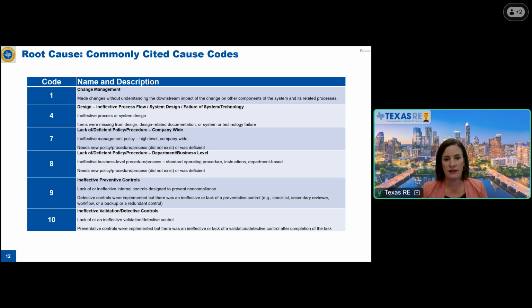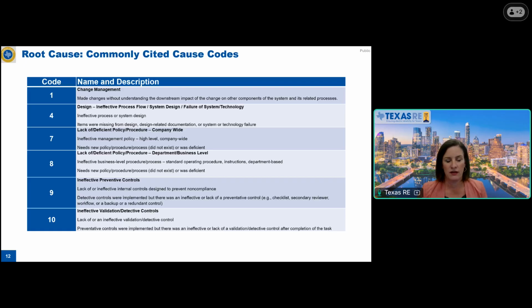Or it could be that there was a personnel change and something dropped the ball as part of that personnel change and someone didn't get updated about what they were supposed to be doing. So change management is a very common reason for a root cause of a potential noncompliance. Some other root causes we see a lot of are ineffective process flow system design, lack of deficient or deficient policy or procedure. That can either be at the company-wide level or at the department or business level. A really common one is ineffective preventive controls.